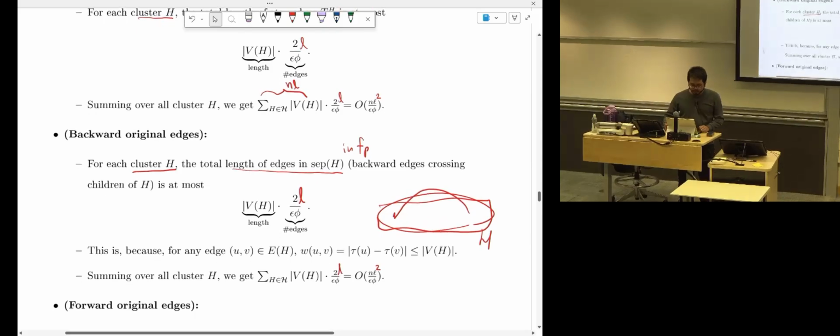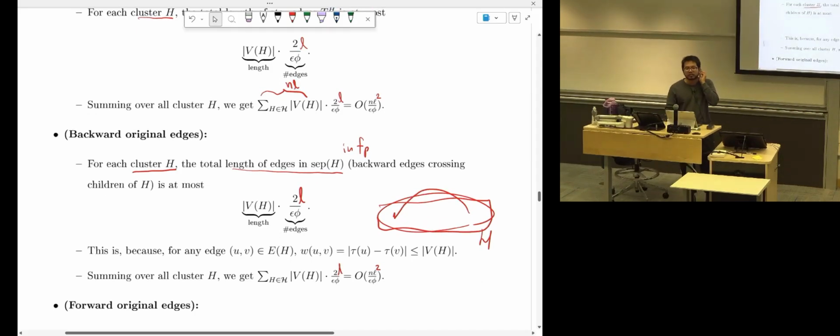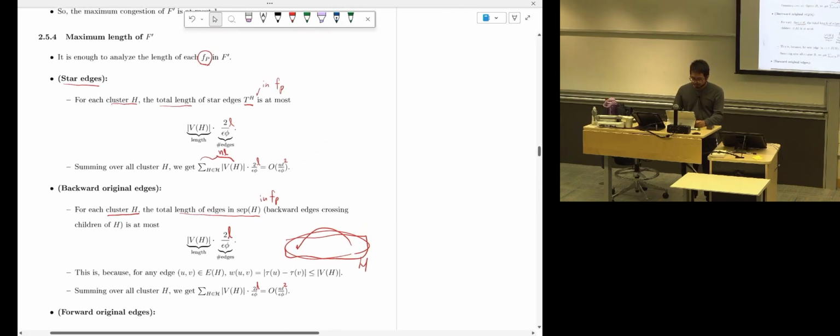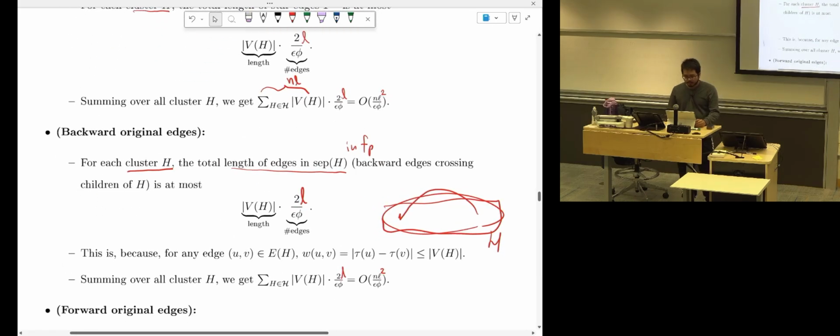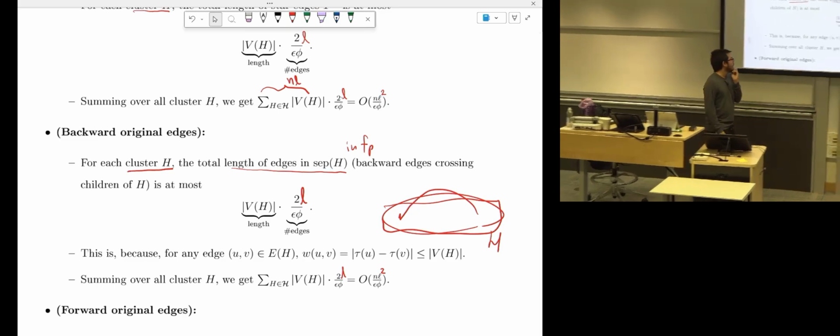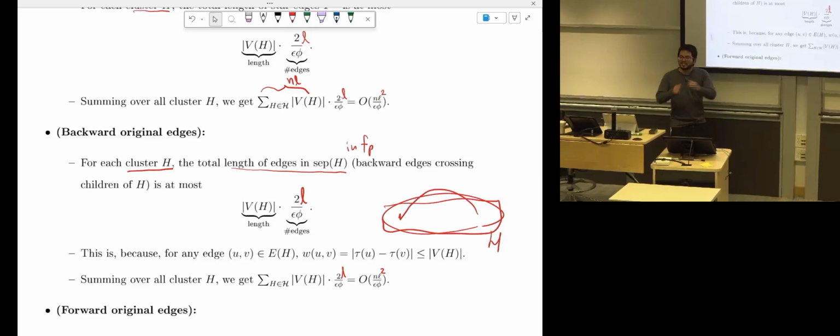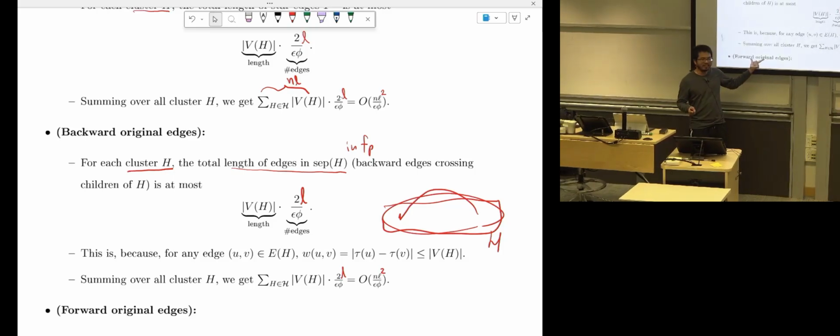Now we need to talk about the forward edges. Anyone have ideas how to bound this? If I don't use backward edges at all, what's the length? What's the total length here? N. At most n. It can only go forward.